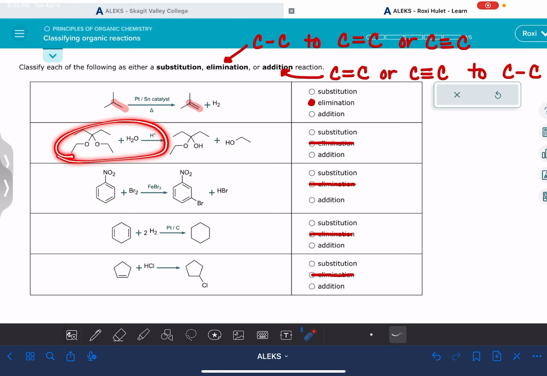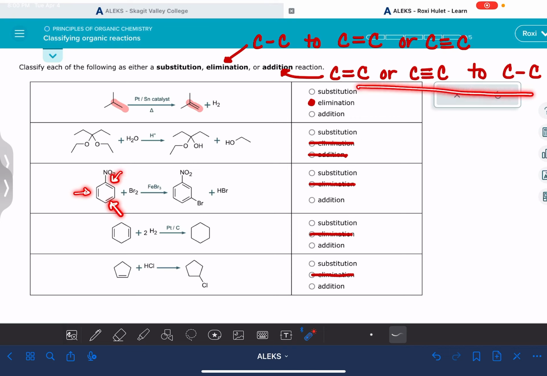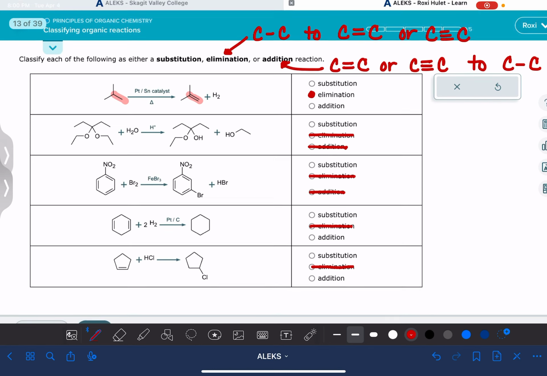This one over here, there are no double or triple bonds. So that means that this cannot be an addition reaction. This molecule has double bonds all over the place. Do they get turned into single bonds? We've already talked about this. No, they don't. These are double bonds that are unchanged over the course of this reaction. So this reaction is also not addition.